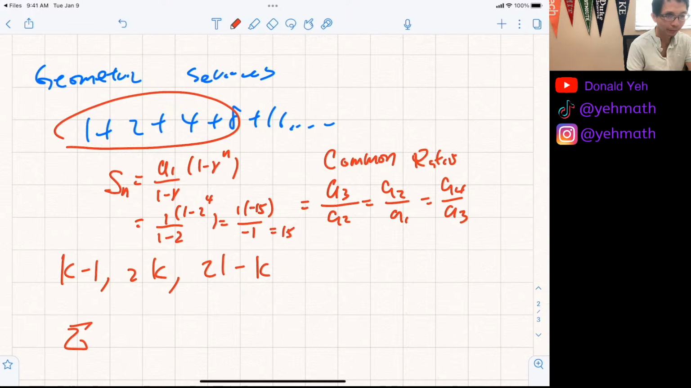How do you know the ratio is 2? 2 divided by 1, 4 divided by 2, 8 divided by 4. Yeah, I'm using this information right here.